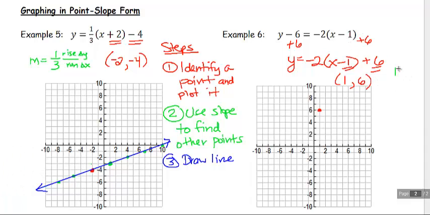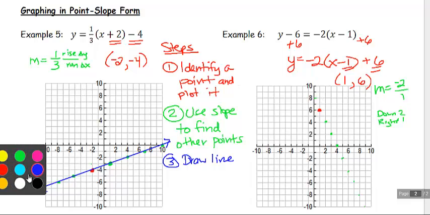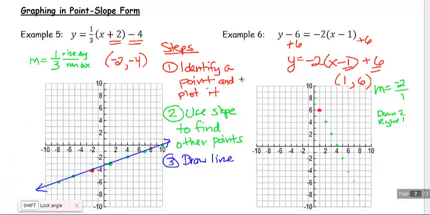Our slope is this -2. Oops. I'm going to write that as a fraction though, since I'm going to be using it as rise over run. So I'm going to write that as -2/1. So we're going to go down 2, right 1. Down 2, right 1. And once we finish that, we're going to go backwards. So up 2, left 1, up 2, left 1. And then we will draw in the line and we will be done with that one.